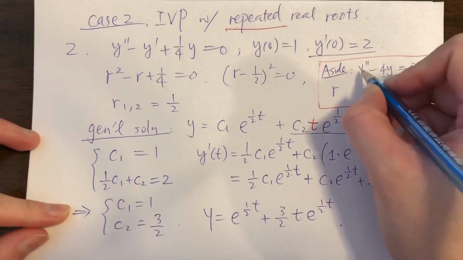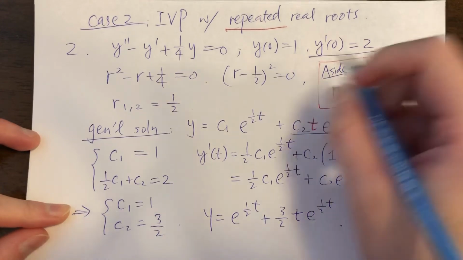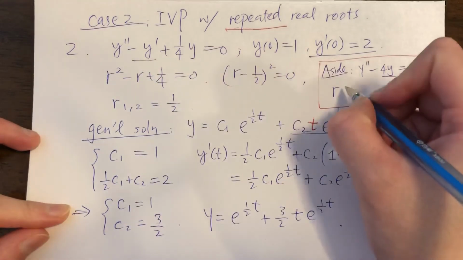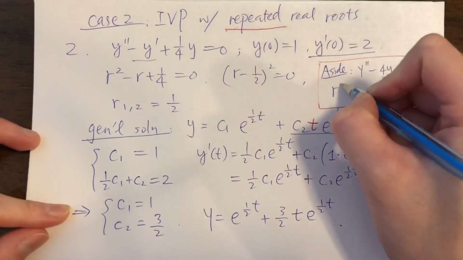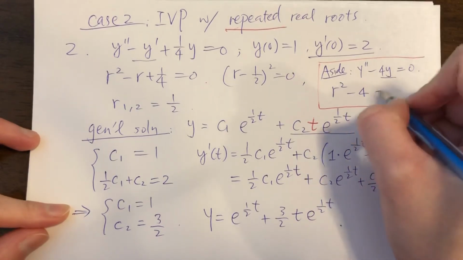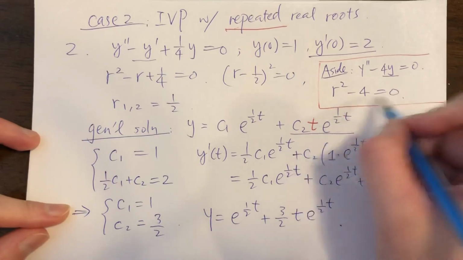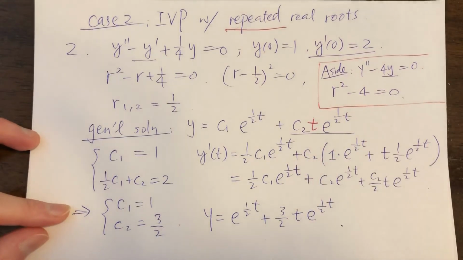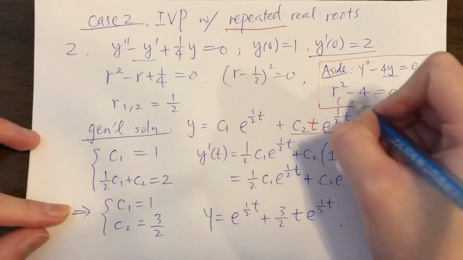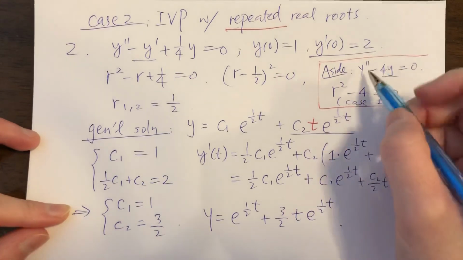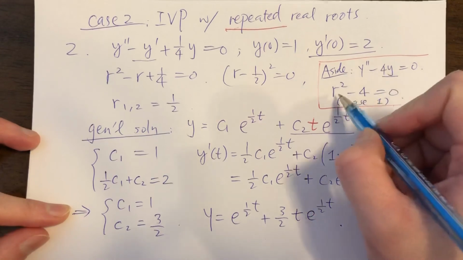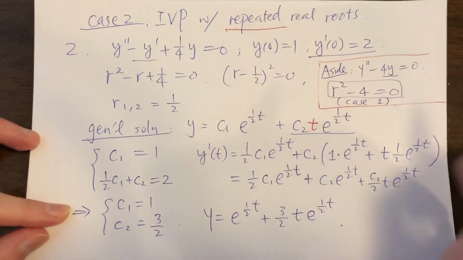Since you only have double prime and the function itself, it kind of means the y prime coefficient is 0. So then your r equation should be r squared minus 4. There's no r. It's just 4. So that's going to be the equation you're going to solve. And then you will get two distinct roots. So this is actually case 1, not in this case. But I just want to remind you, when you don't have a first derivative of y term, your equation should look something like this.